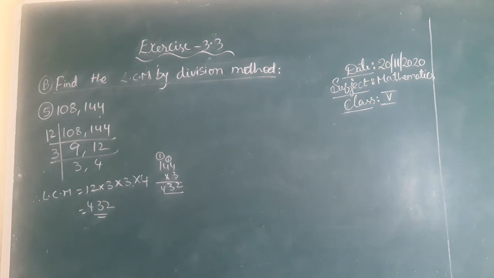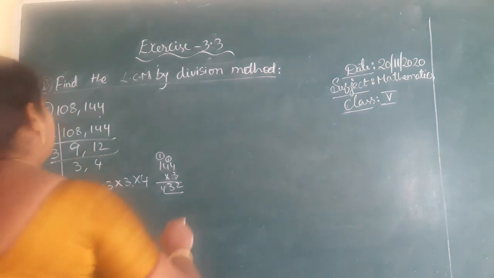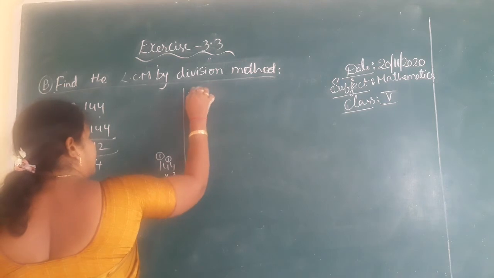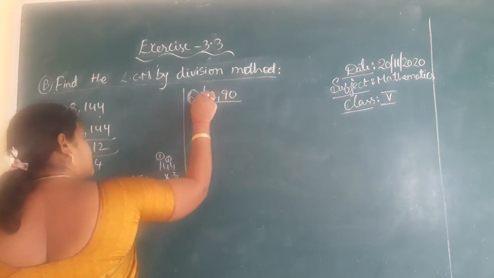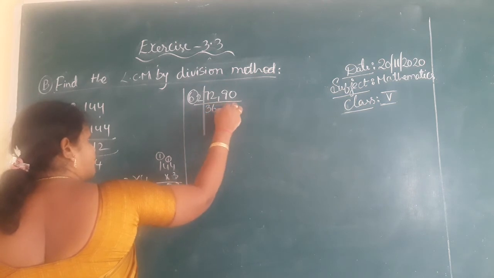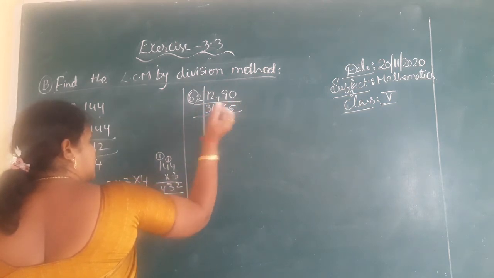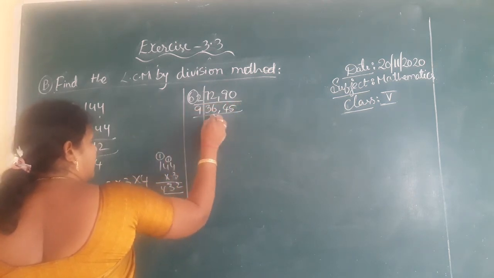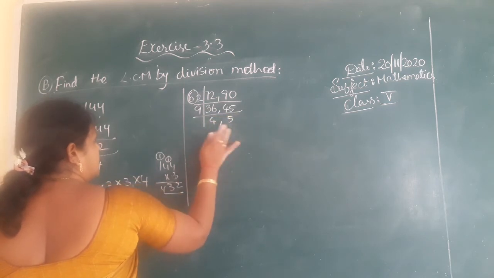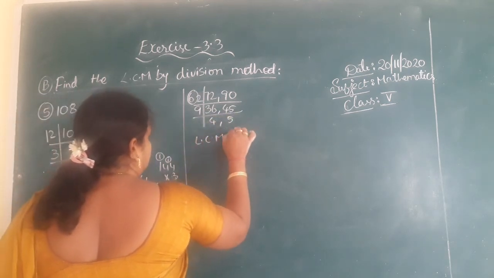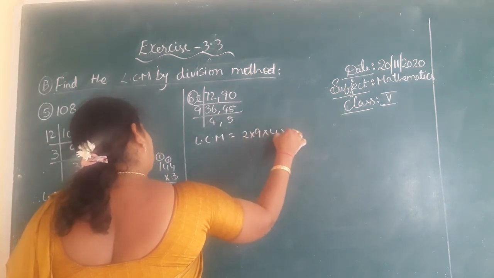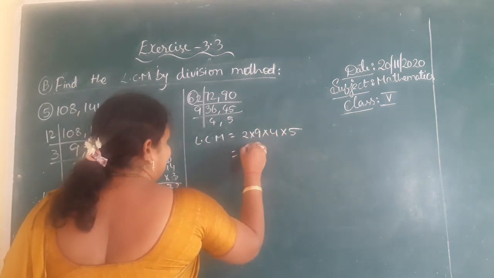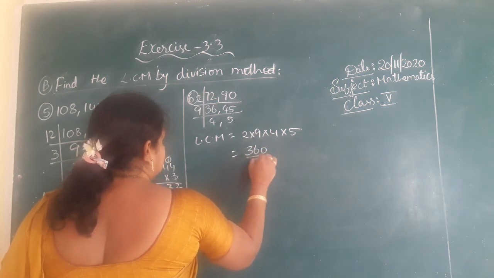72, 90. See, 2 table, 2 36s, 2 45s. 36 and 45, you can see 9 table, 9 4s, 9 5s. So LCM equals 2 into 9 into 4 into 5. 20 18s, 360 is the LCM.